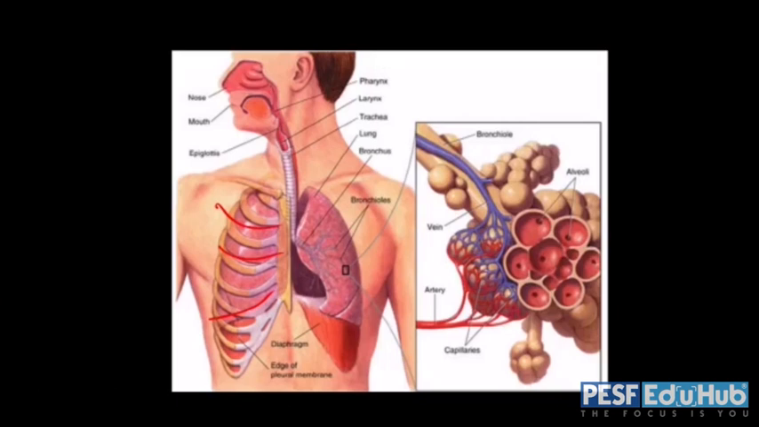On the floor of the thorax, there is a diaphragm. Two structures are very important for breathing: the intercostal muscle and the diaphragm.